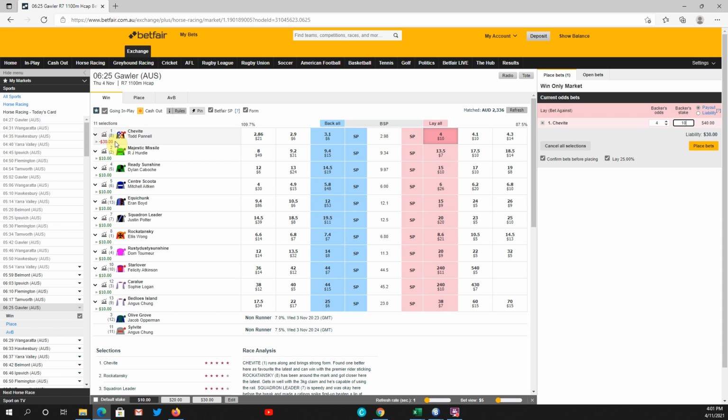So you would lose 30 if you laid Chevite for $10, or you would win your $10 if it didn't win. That's how easy a lay bet is, and that's how easy it is to place. So understanding the odds and making sure that you know that you multiply the odds with a level lay bet. So you would lose 4 times minus 1, which is your stake, which is 3. So you'd lose 3 times 10. So you'd lose 30, you'd win 10.